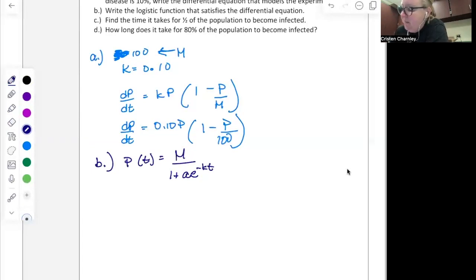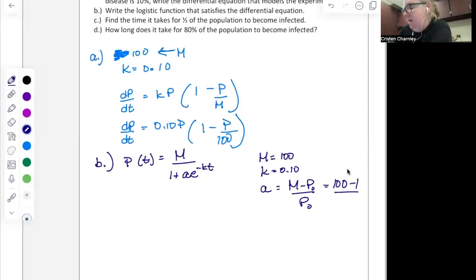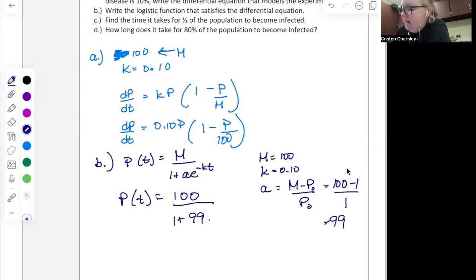We have the values from up above. We know that M is equal to 100. We know that k is equal to 0.10. And we need to know what this A value is. So from the earlier pages, A was M minus that initial count, over the initial count. So I know my carrying capacity is 100 minus 1 over 1. So this would be 99. If we fill in the pieces, 100 over 1 plus 99 e to the negative 0.10t. So that's our logistic function. And we know it's a function because we're not using dP/dt, we're using just plain P.